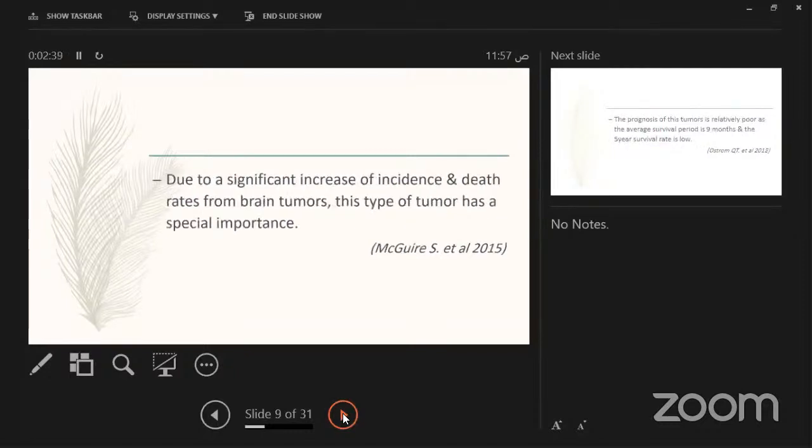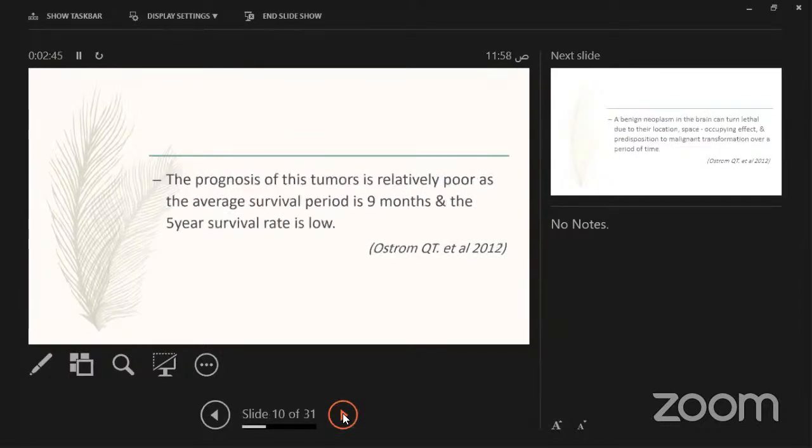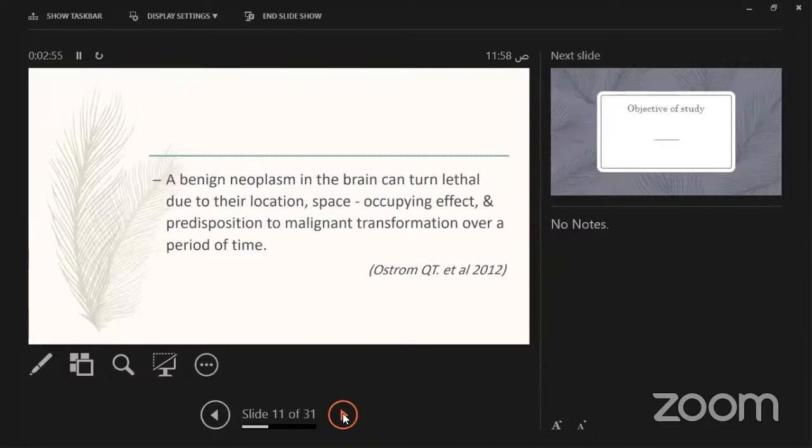Due to the significant increase of incidence and death rate from brain tumor, this tumor has a special importance because the prognosis of this tumor is relatively poor, because the average age may become low, the 5 year survival rate, I mean, here. Even the benign neoplasm in the brain can turn lethal due to its location or maybe due to predisposing for malignant transformation within short time.